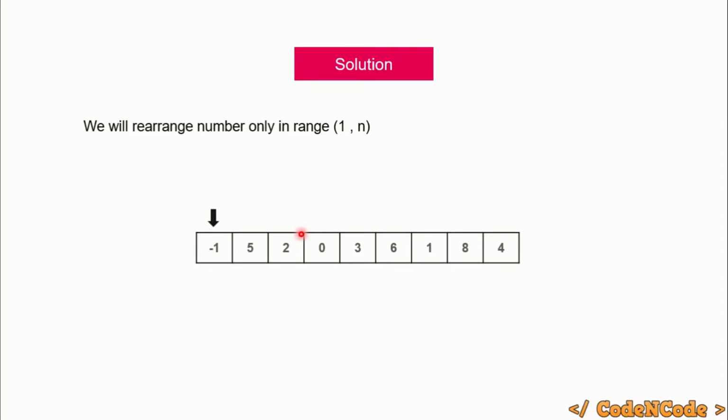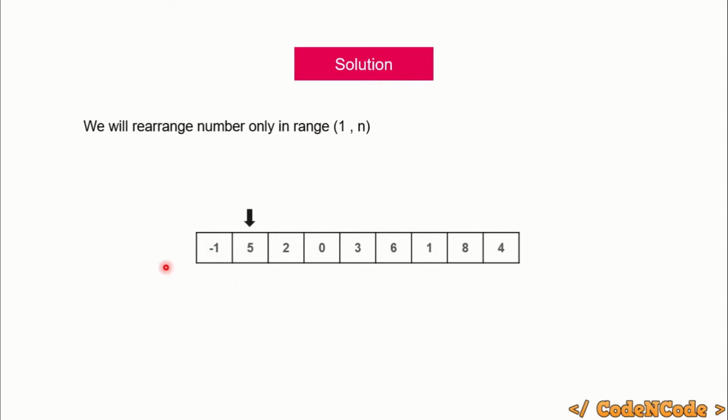And how will we do that? We'll rearrange any element in the range 1 to n. So we won't care about negative numbers or 0. Also, if there are 9 elements here, n is equal to 9. So if the element is 10 or greater than that, we won't care about them. We will only rearrange the elements and make sure that these are in their correct position only in this range. Since this is outside of our range, we won't care about it.